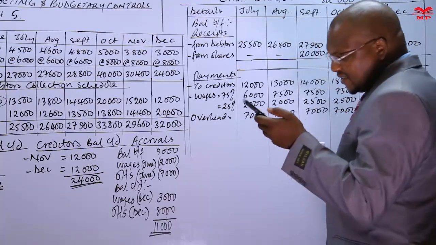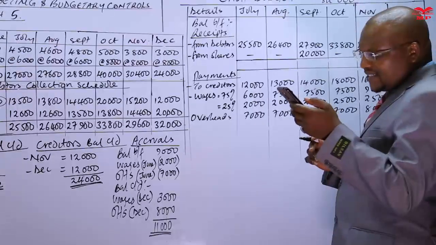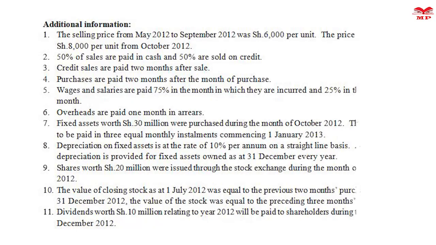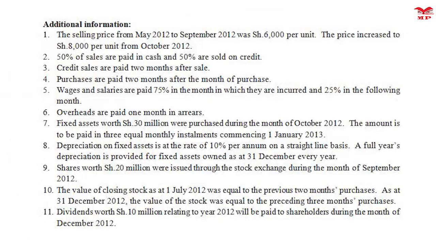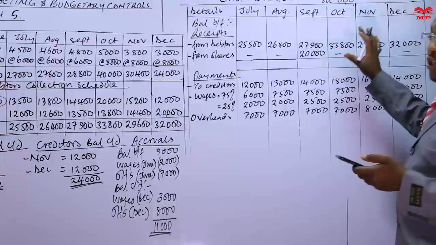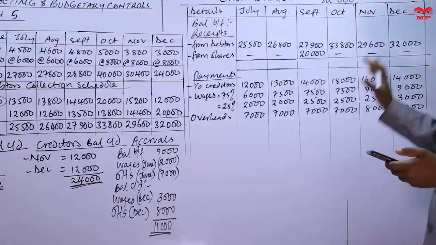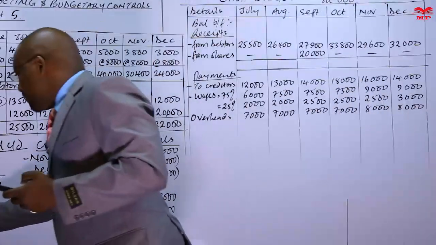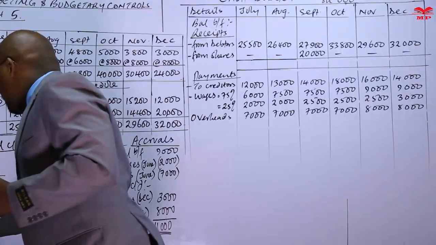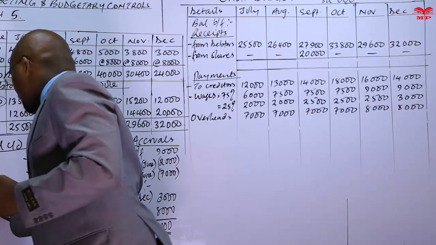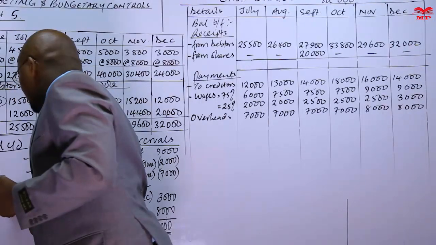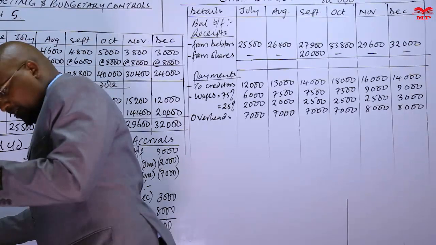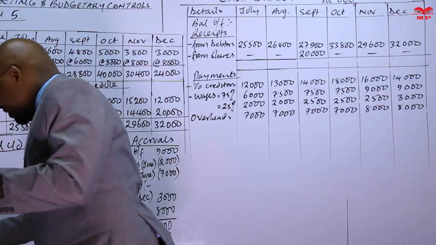Number 7 is about fixed assets worth 30 million we purchased during the month of October, but the payment was to be made from January 2013. This is 2012. The payment will be made after. So we do have that as a liability. We have creditor for fixed assets. This is 30 million, yeah.